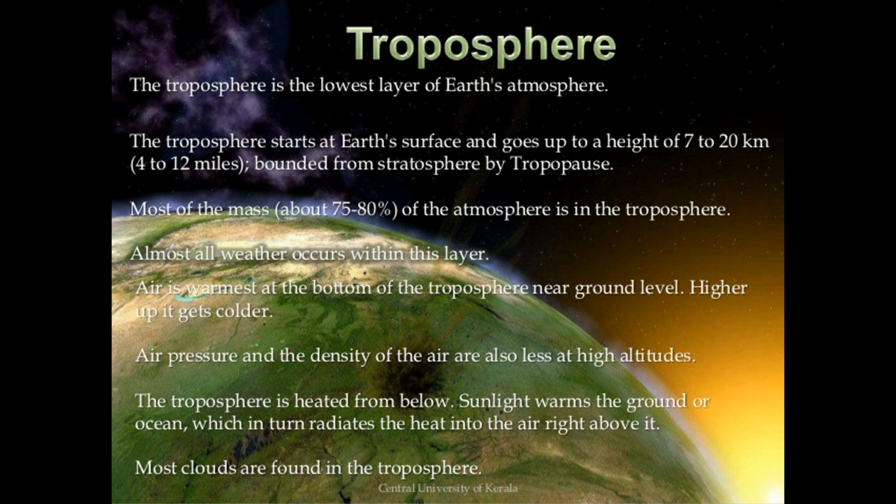Apart from that, carbon, water vapor and aerosols exist in this layer in huge amounts. In this layer, the temperature decreases with height. The rate of decrease of temperature is 6.4 degrees Celsius per kilometer, or per 1000 meters. That is called lapse rate, the normal lapse rate.